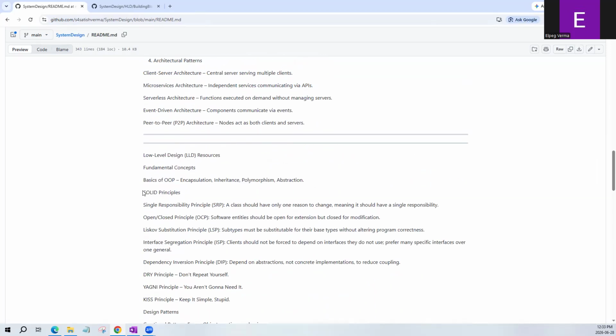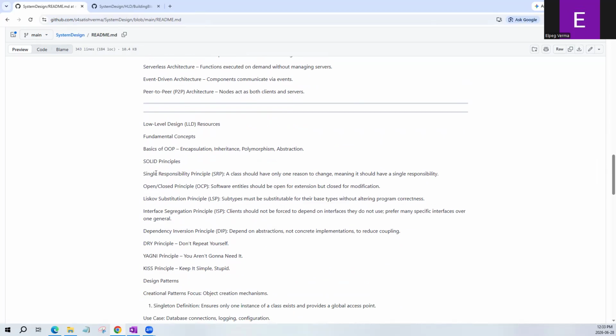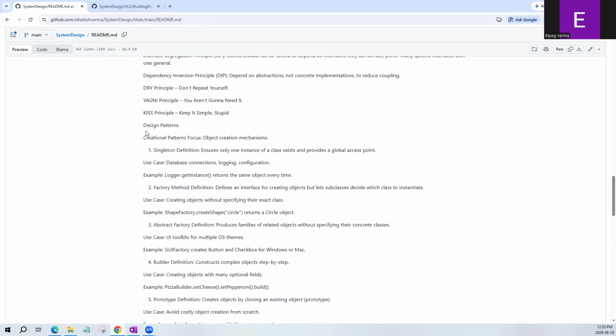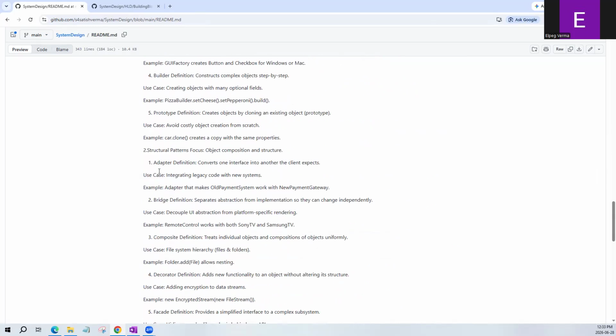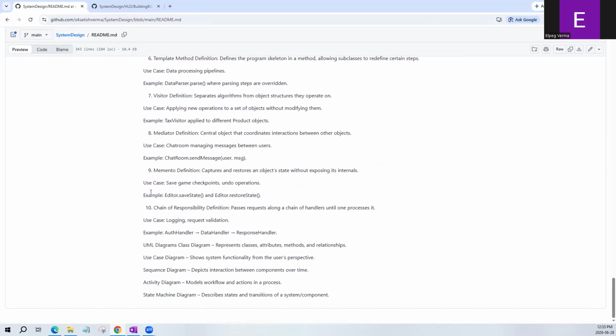We're going to do coding practice as well here in LLD sources. Here we're going to write code for each and every principle, like SOLID. Then patterns. We're going to write code for each and every pattern, and other problems as well, like a simple state machine diagram. Sorry, this is also a kind of pattern.